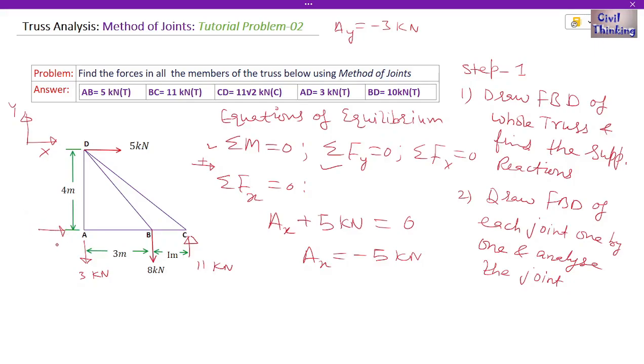Now negative means our assumed direction is wrong and the actual direction is towards left, because our assumption was towards right, as you can see. So we'll erase it. So it is like this, towards left it is 5 kilonewton, right? So we have completed step 1. We drew the free body diagram of the whole truss and we found the support reactions. Now I will erase all of this and then we will apply step 2.